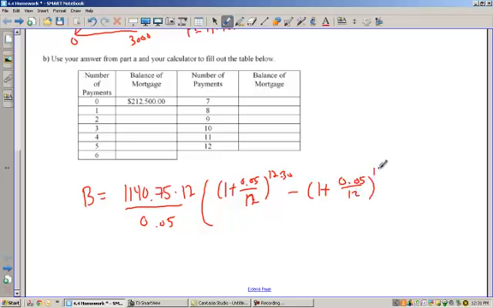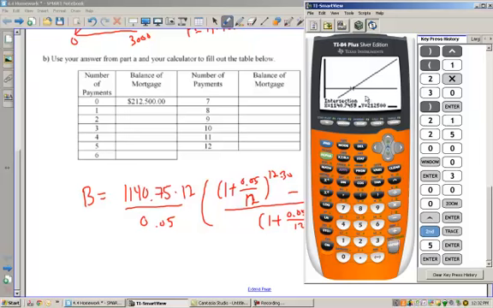Now this is raised to the k, and not 0, because k is going to be changing. For each payment, my balance will change, so raise it to the k. And then all divided by 1 plus 0.05 divided by 12, right, to the 12 times 30 in parentheses. And so the idea is I want to use my calculator and this formula to make a table.